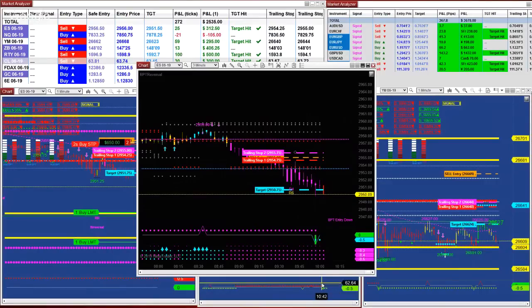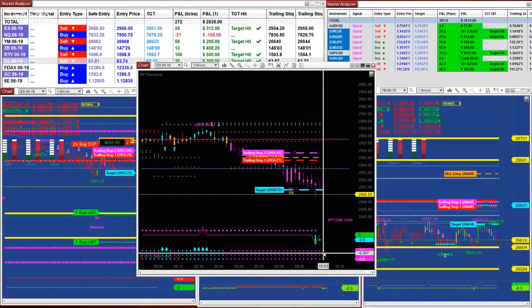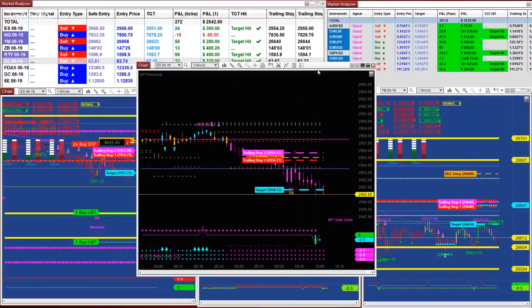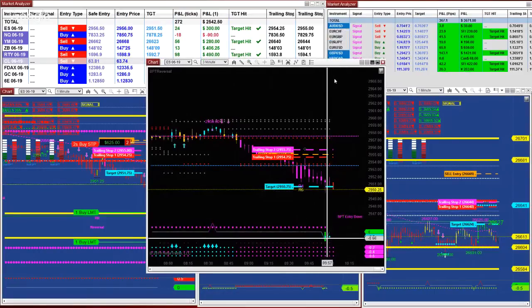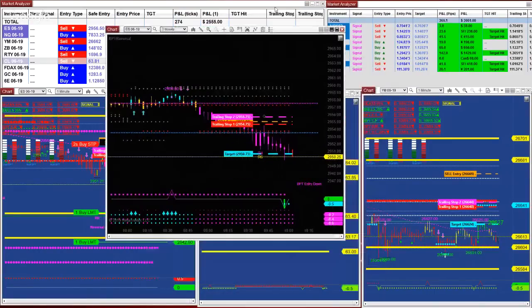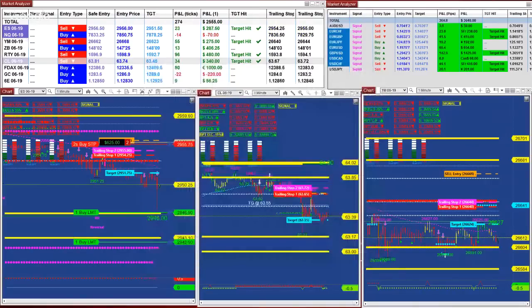Also keep your eye on the dots when they start turning from red to green. This is also a very good indication that the trend is over on the ES.